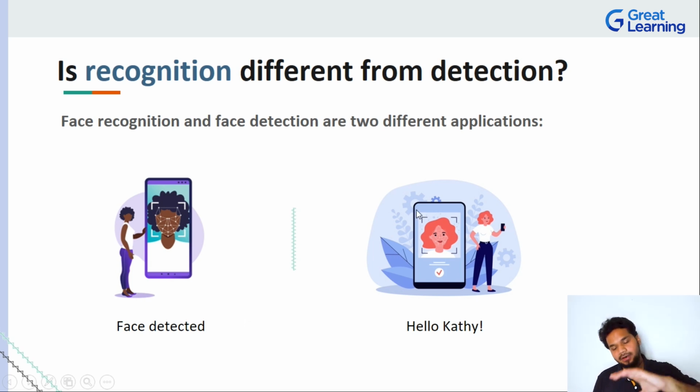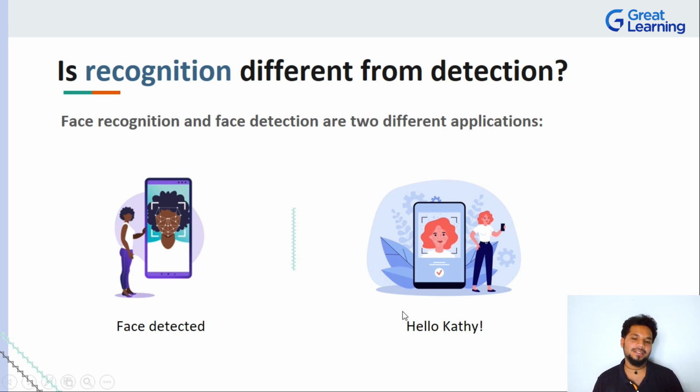Now take a look at your right side. On the right side, we're talking about face recognition. Why? It just doesn't say, hey, I detected a face. It says, hey, I detected a face and I also know who this person is. This person's name is Kathy. How fantastic is that? On the right, you're recognizing the person in the image, which is a very different thing from just seeing a face and saying, hey, there's a face there. Understand this. This is the very simple difference.